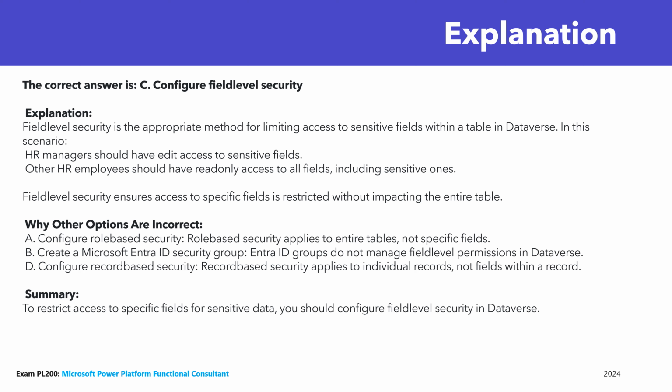Why other options are incorrect? A. Configure role-based security. Role-based security applies to entire tables, not specific fields. B. Create a Microsoft Entra ID security group. Entra ID groups do not manage field-level permissions in Dataverse. D. Configure record-based security. Record-based security applies to individual records, not fields within a record. Summary: to restrict access to specific fields for sensitive data, you should configure field-level security in Dataverse.